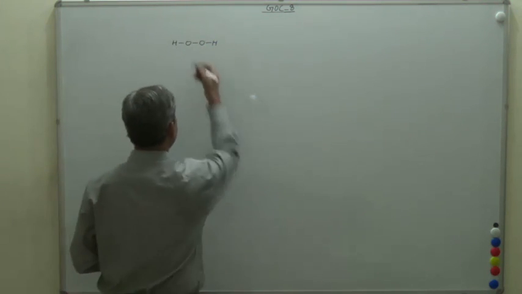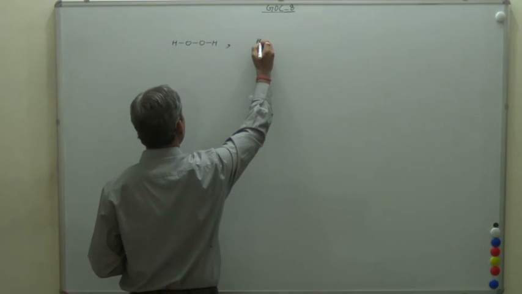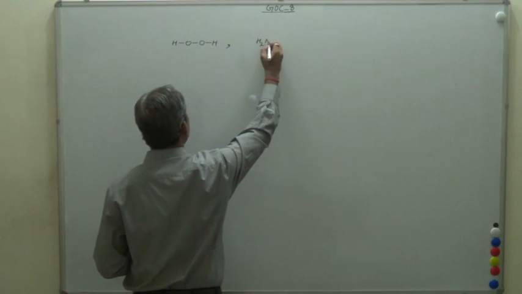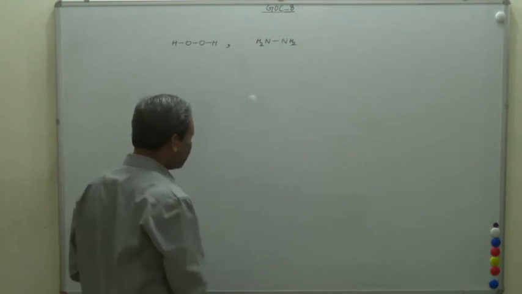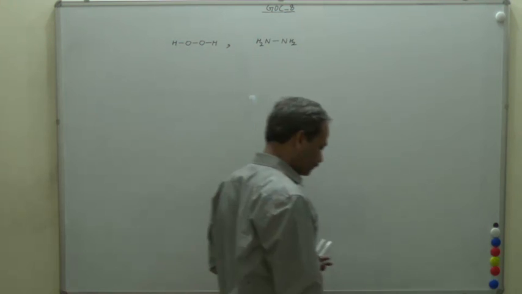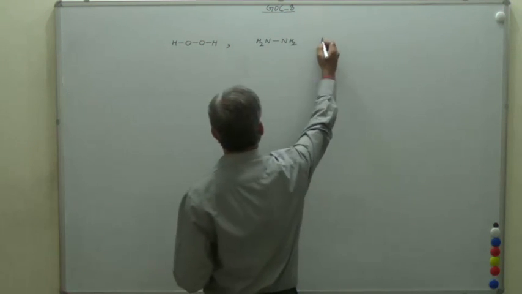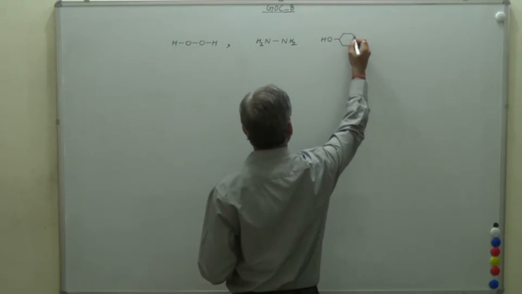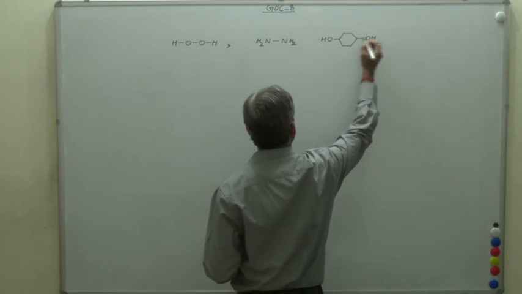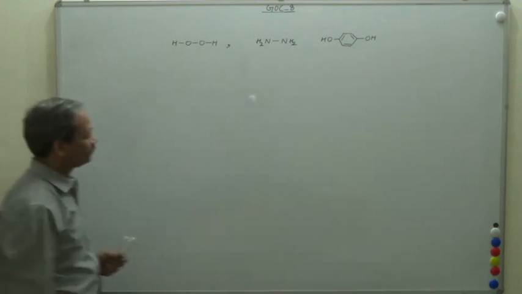hydrogen peroxide can exist in two different conformeric forms. Hydrazine can also exist in two different conformeric forms. This compound can also exist in two different conformeric forms.